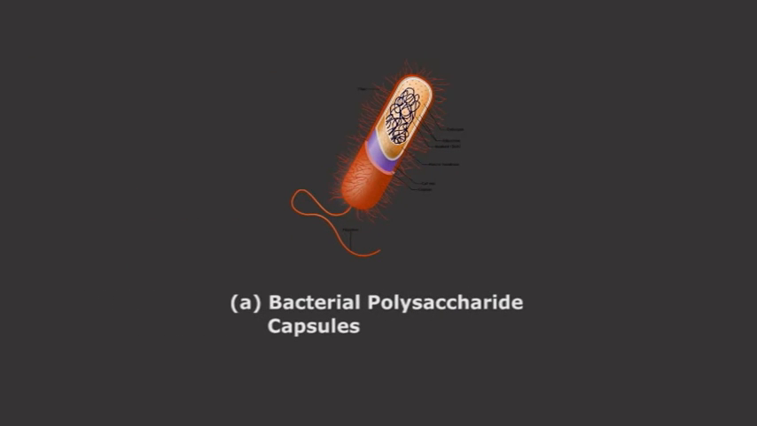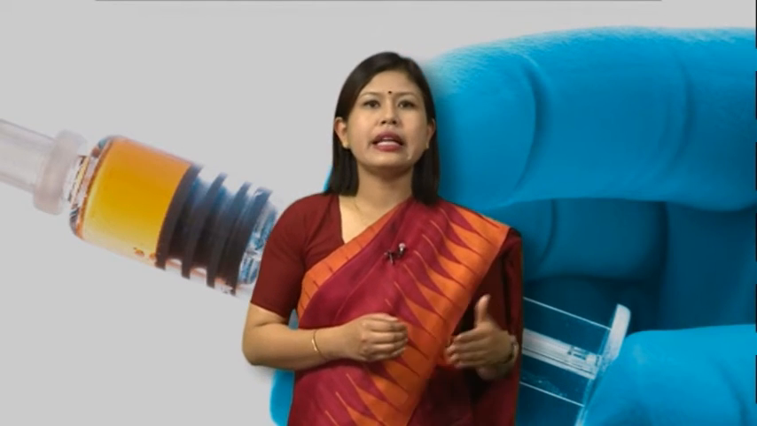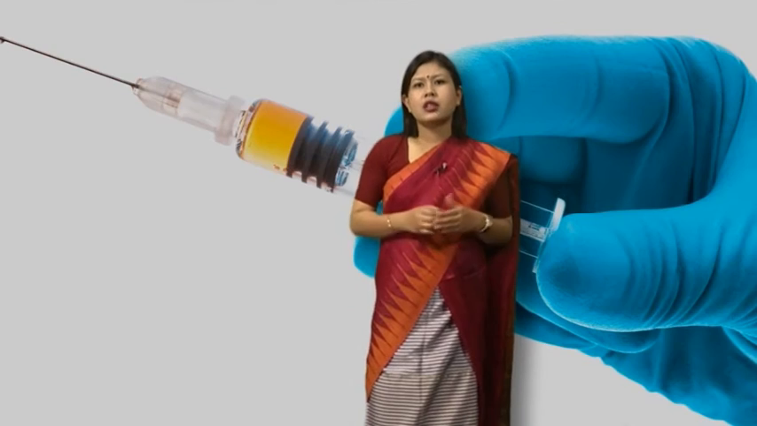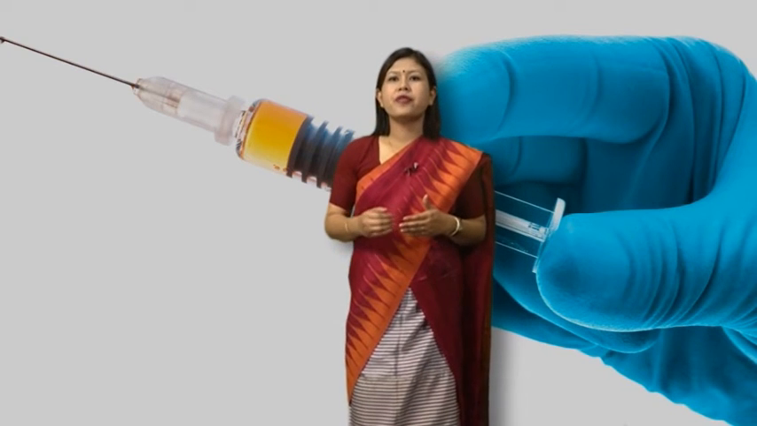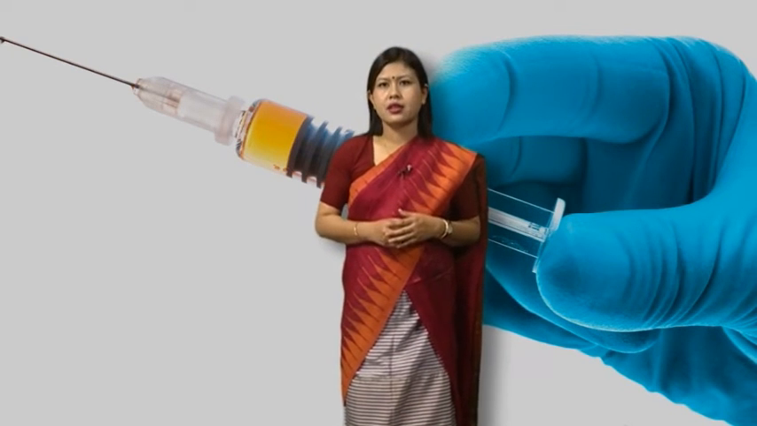Coming to the first one, bacterial polysaccharide capsules. The virulence of some pathogenic bacteria depends primarily on the antiphagocytic properties of their hydrophilic polysaccharide capsule. Coating of the capsule with antibodies and/or complement greatly increases the ability of macrophages and neutrophils to phagocytose such pathogens. These findings provide the rationale for vaccines consisting of purified capsular polysaccharides.